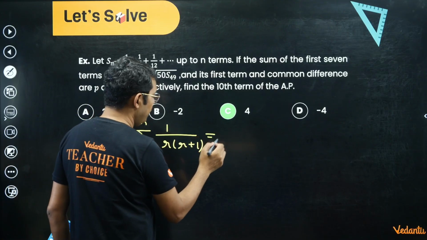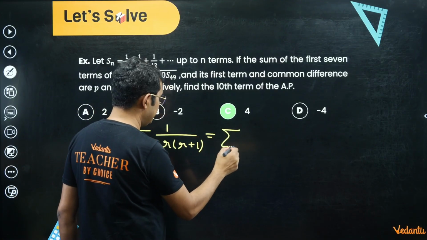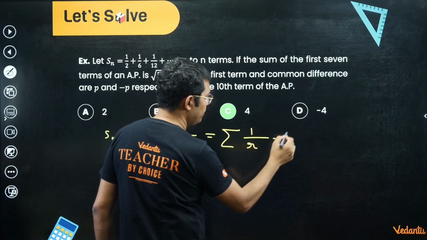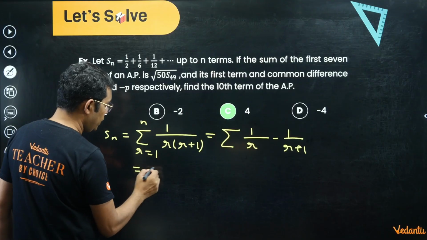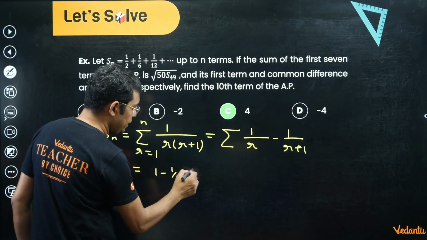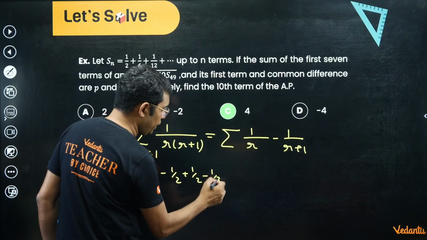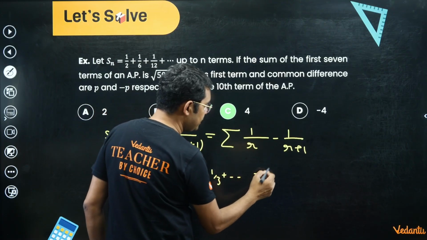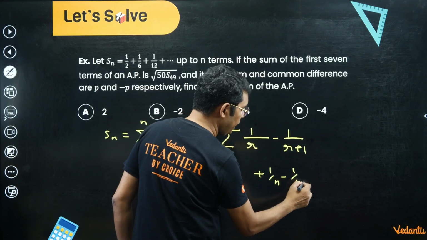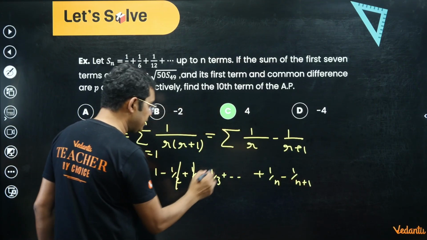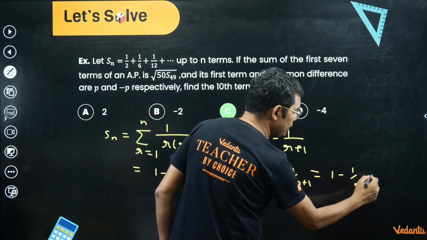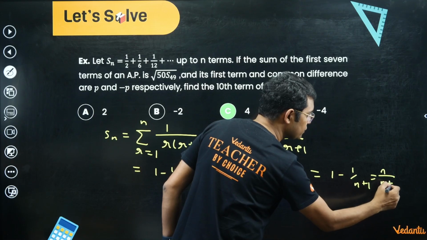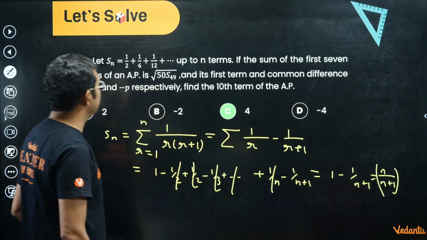Okay, so here we will be writing these two as split 1 upon r minus 1 upon r plus 1. If you start putting r is equal to 1, you get 1 minus 1 upon 2, then 1 upon 2 minus 1 upon 3, and so on. For nth term, it will be 1 upon n minus 1 upon n plus 1. So you can see the cancellation is happening, and we will be getting 1 minus 1 upon n plus 1, that is n upon n plus 1. So that is the sum of n terms.